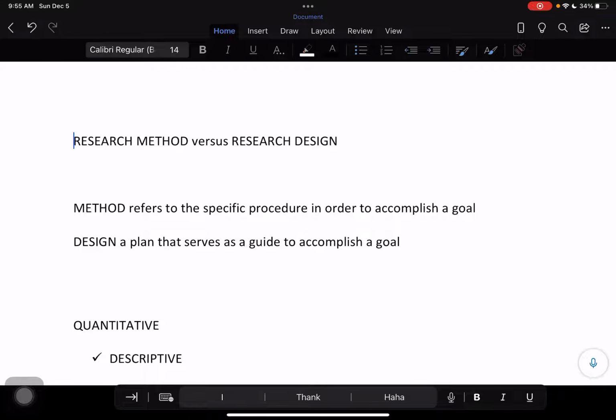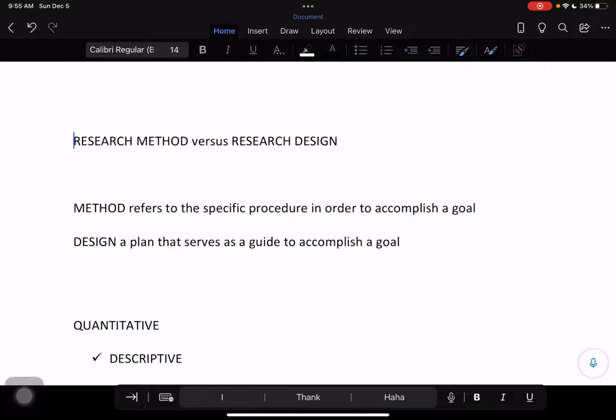You can already have a vision of what you want to accomplish in your research by choosing a design for your research, which is called the research design. So this is the difference between method and design. Method is how you want to do the research, while design is the plan that you want to implement or that you want to visualize in order to accomplish your research.